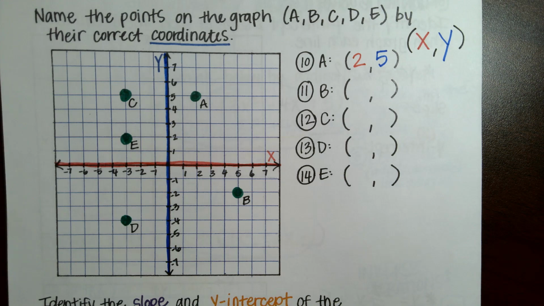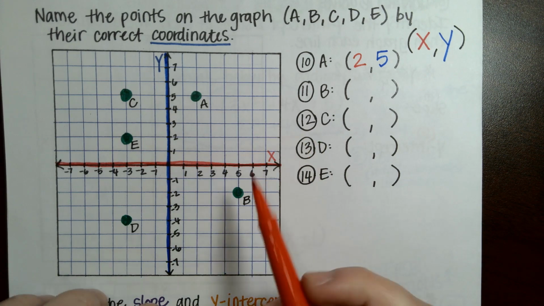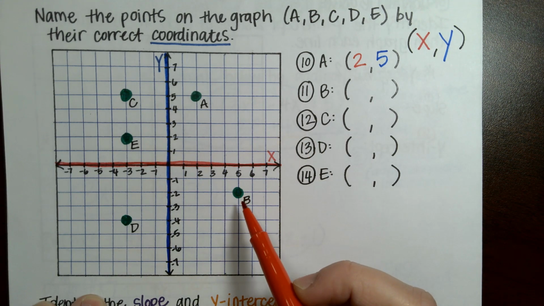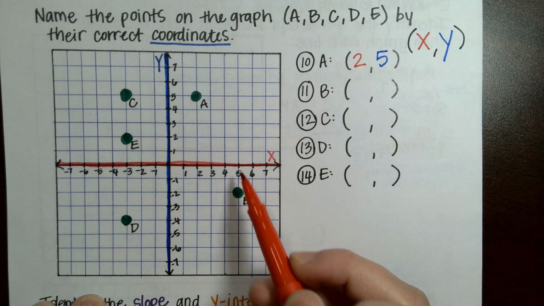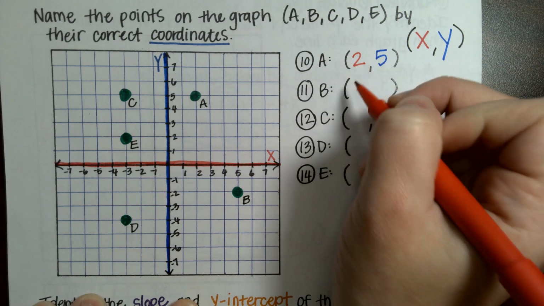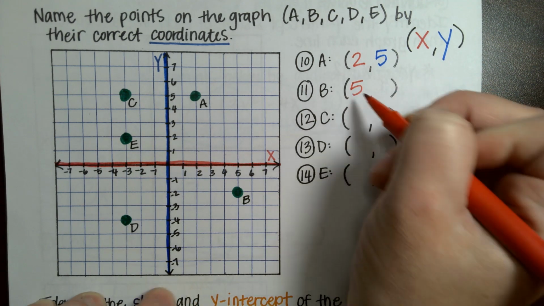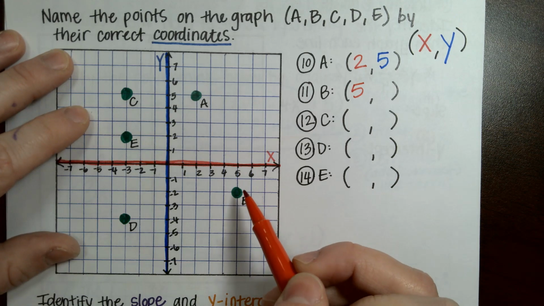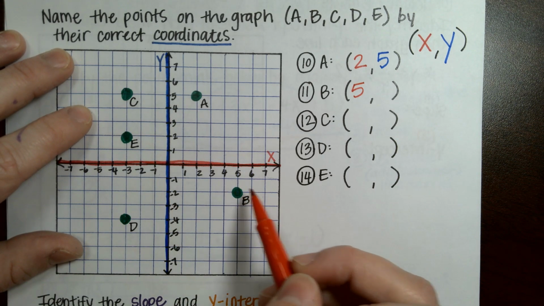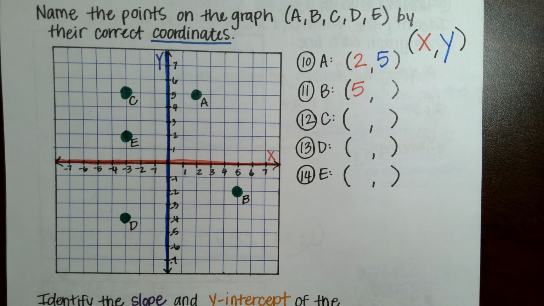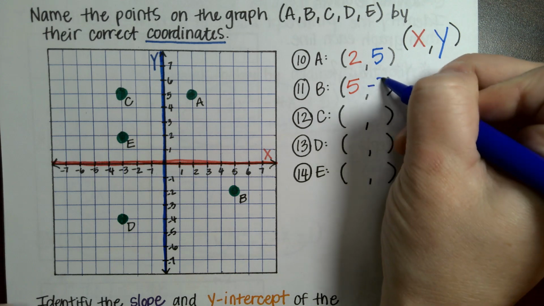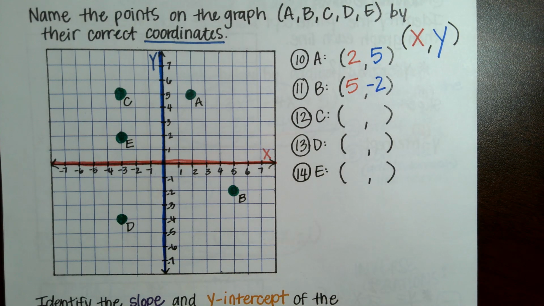Perfect. How about point B down here? Where does it line up on the x-axis? 5. Good. And how about the y? Where is it on the y-axis? -2. Good. And if at any point you are confused about how we get a number, please stop me. You're not going to make me upset. I want you guys to understand, and I can't help you understand if you don't tell me you're confused.